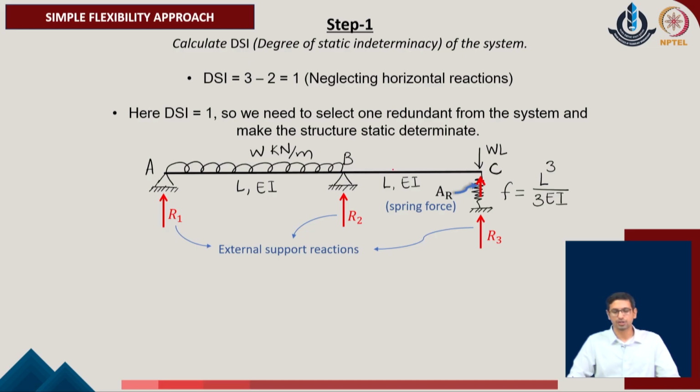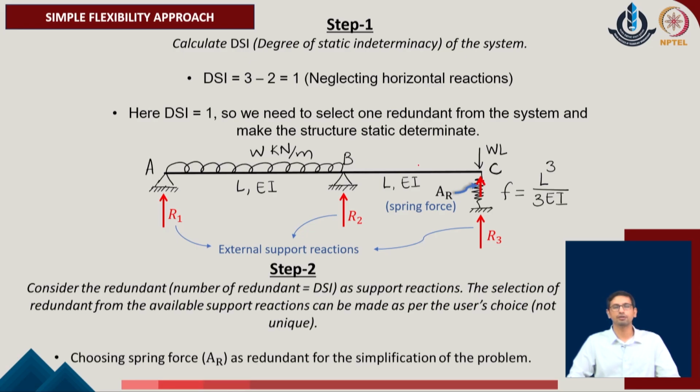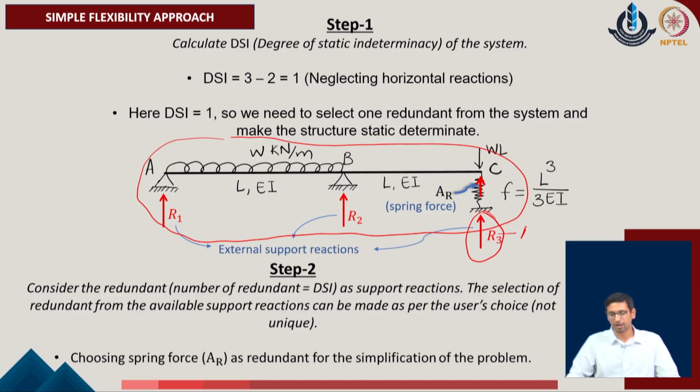Now, based upon this given system, as step 2, we need to identify one redundant of the given problem, so that we can convert this statically indeterminate problem to a statically determinate problem. As a simplified procedure, we have considered that R3, which is the reaction in the direction of the spring component, is one of the redundants of the given system, and this we have identified as Ar, which is the redundant.